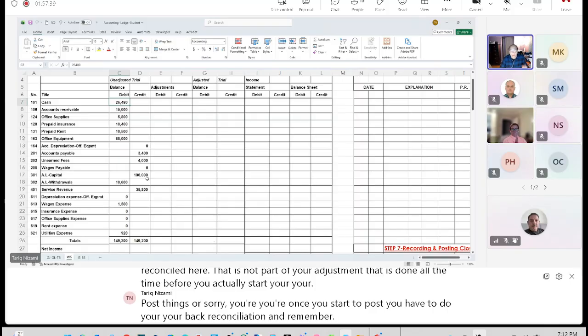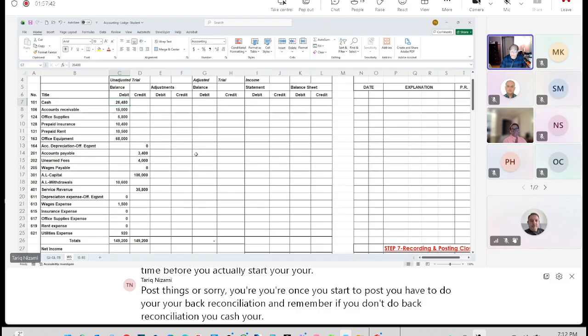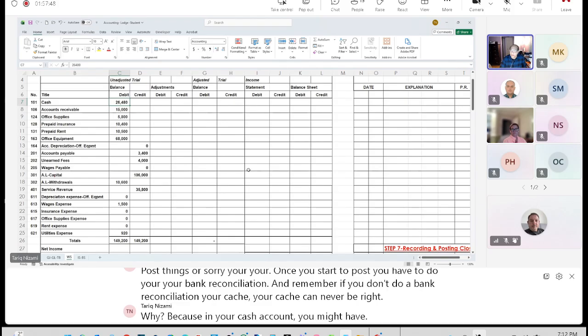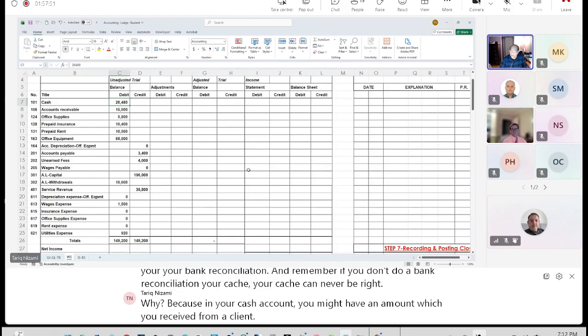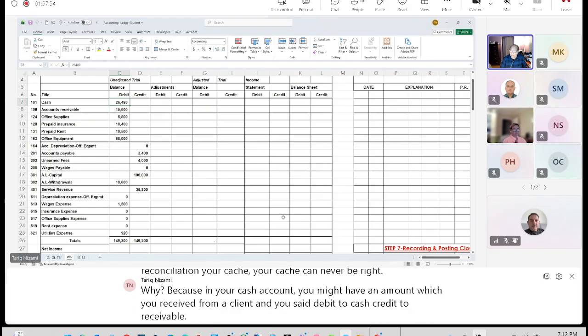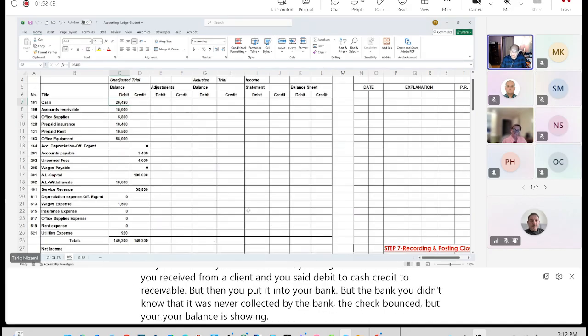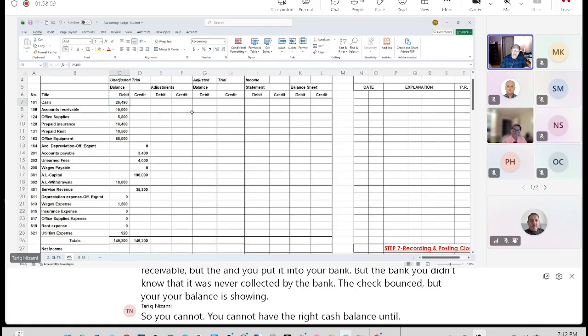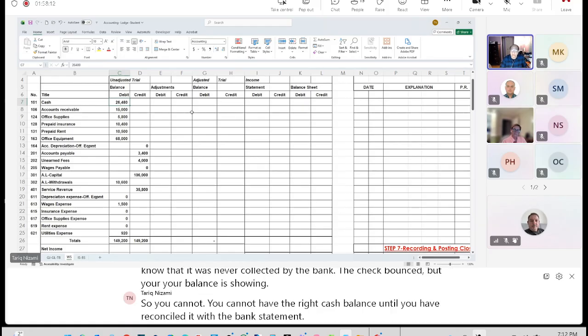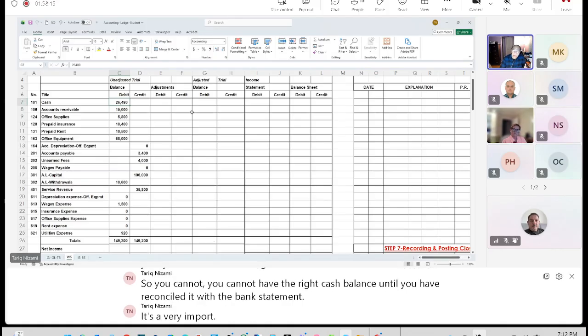And remember, if you don't do a bank reconciliation, your cash can never be right. Why? Because in your cash account, you might have an amount which you received from a client, and you said debit to cash, credit to receivable, and you put it into your bank, but you didn't know that it was never collected by the bank. The check bounced, but your balance is showing. So you cannot have the right cash balance until you have reconciled it with the bank statement. It's a very important step to safeguard the most important asset of a company, which is cash.